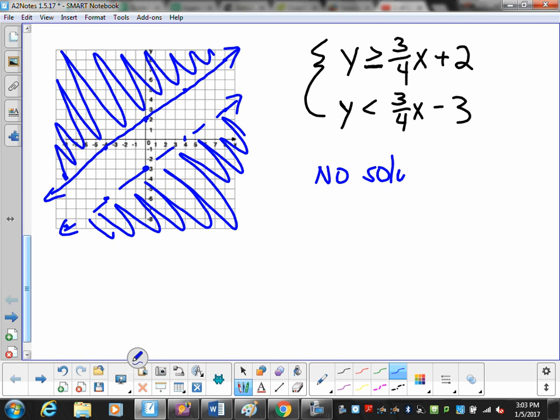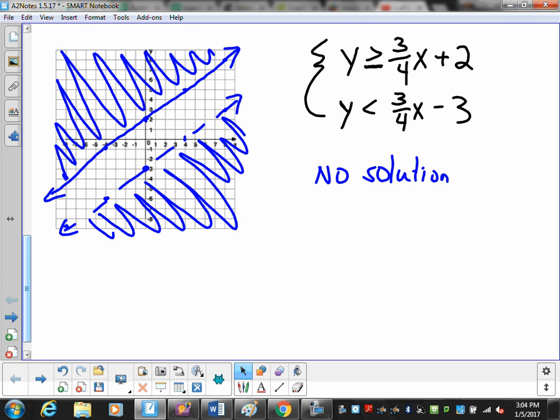Now, I had somebody earlier immediately say, so if the lines are parallel, there's no solution. That is the case when you're solving a system of equations because they will never intersect. But if this symbol here had been a less than symbol, it would have shaded this way and everything down here would have been part of the solution. This part would not have been, but everything down here would have been. So just because they're parallel does not mean there's no solution.